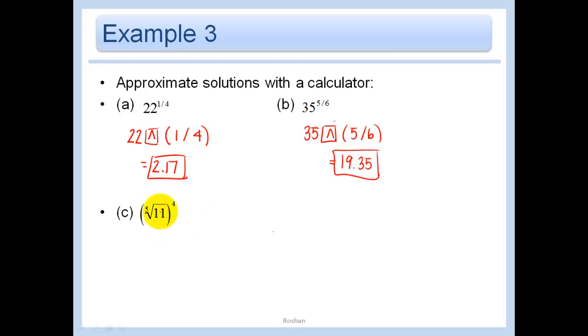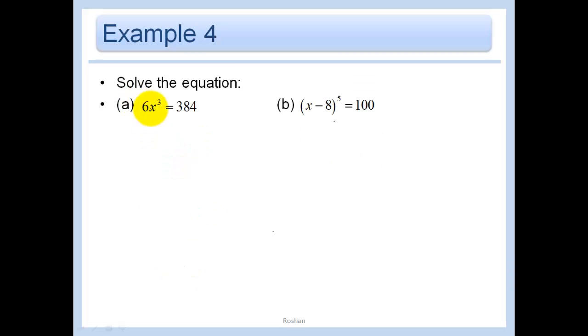Whenever I see a problem like this, I'll just rewrite it with my fractional exponent. So 11, what am I doing to the 11? I'm doing it to the 4th power, and the radical part, which goes in the denominator, is 5. And so on my calculator, I'm going to do 11 to the 4/5 power. And so I should get 6.81. Remember again, this is the power part, goes in the numerator, and the radical part goes in the denominator.